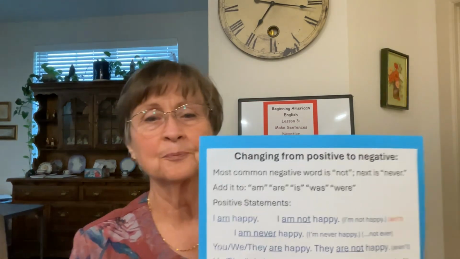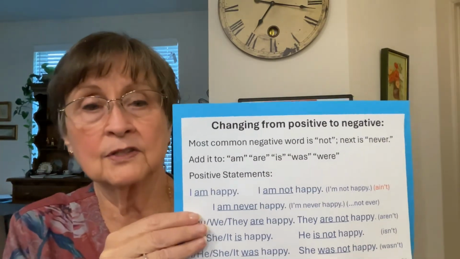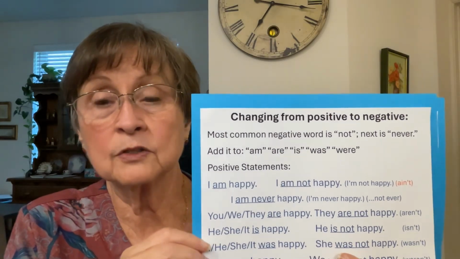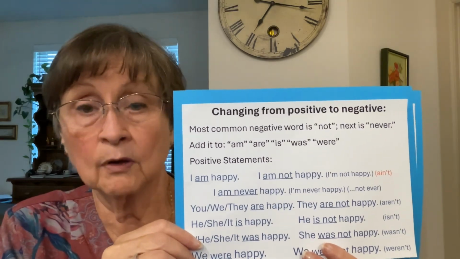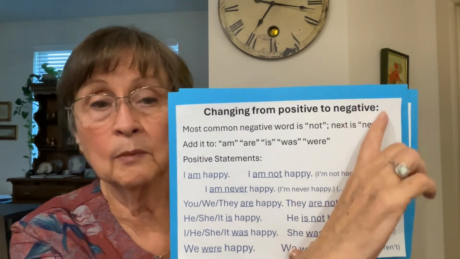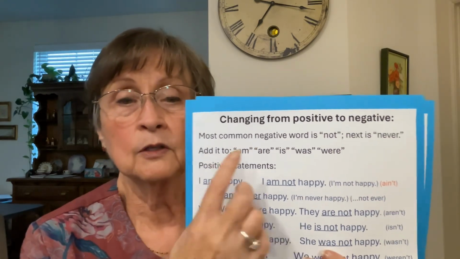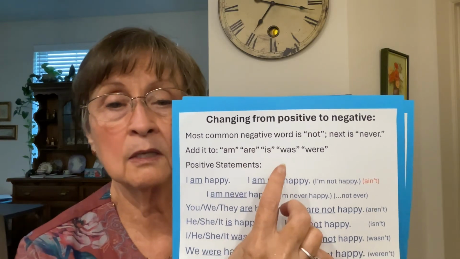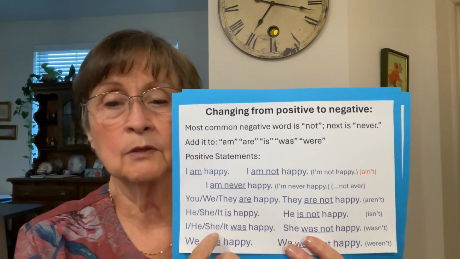So here we go. Changing from positive to negative sentences. The most common negative word is not. The next most common is never. I'm not going to teach very much about never because not is the most important one. You can add not to am, are, is, was, and were, and I will show you how we do that.